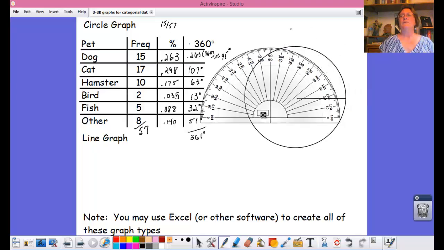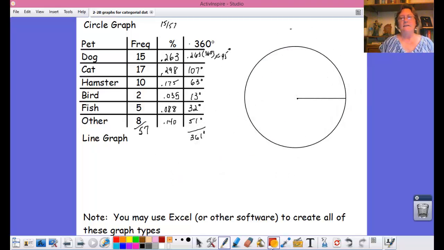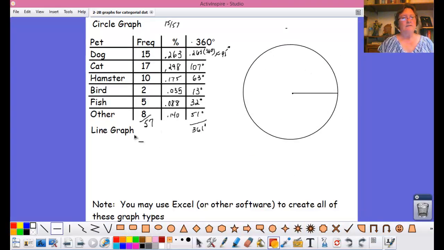Alright, I'm going to move my protractor out of the way, and I need a straight line. I'm compulsive about stuff like that, so I'm going to use my line tool and just draw straight up from the center to my mark. That's a 95-degree angle, and that represents the dog category.